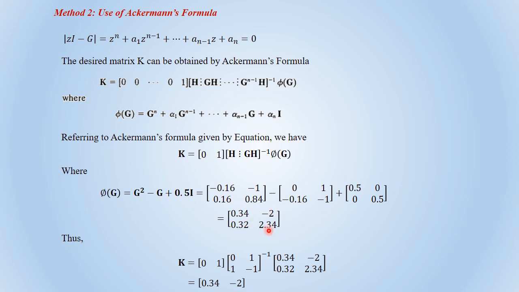And let us substitute the value of this phi of G into this particular equation. We'll get K is equal to [0, 1] times the inverse of [0, 1; 1, minus 1], times [0.34, minus 2; 0.32, 2.34]. That will come out to be [0.34, minus 2]. So we are getting the same solution which we have obtained using the transformation matrix, by using method 2, that is the use of Ackermann's formula.